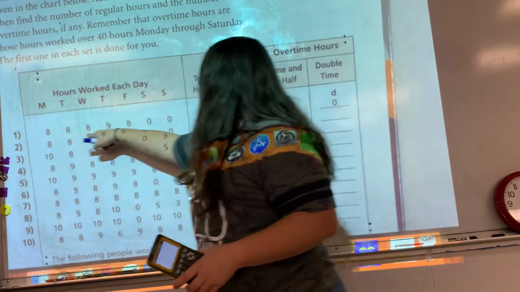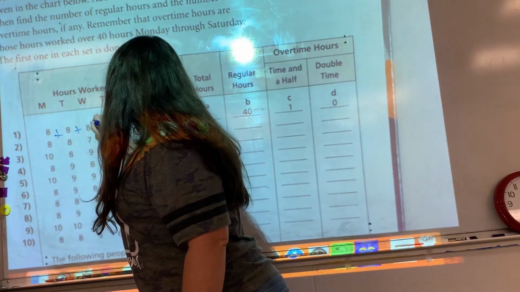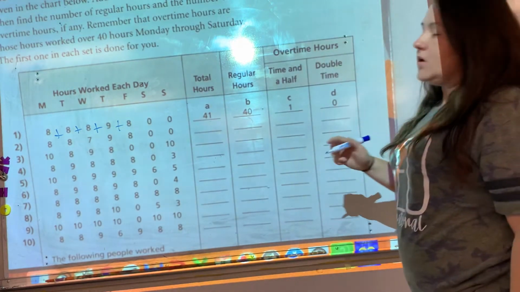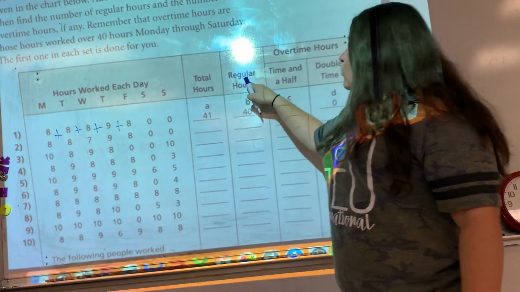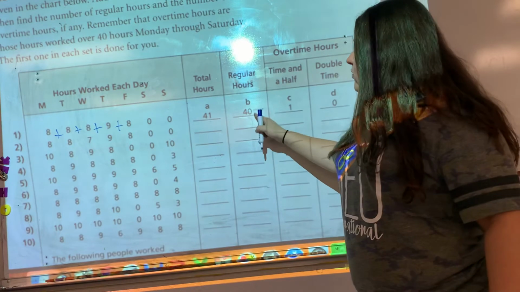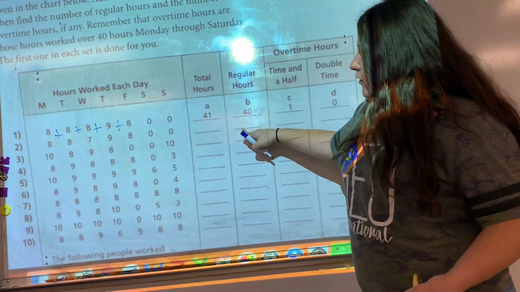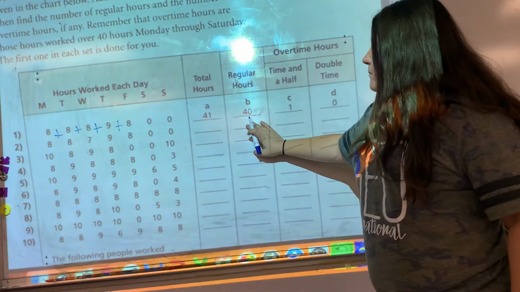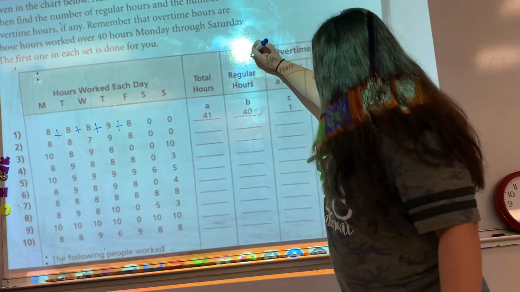You're going to take all of these and add them up. So 8 plus 8 plus 9 plus 8. When you add all those up, you get 41. That's your total hours. The regular hours is 40. For us, all the way down, regular hours is going to be 40 hours. If you get a number that's smaller than 40, then you're fine. You just put that number back here. But if there's a number over, regular is 40 hours.